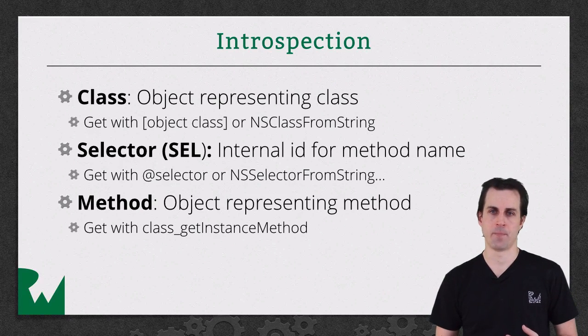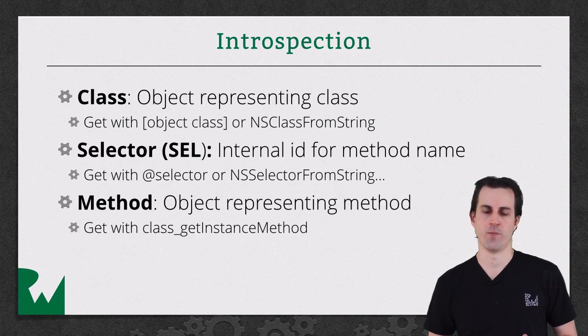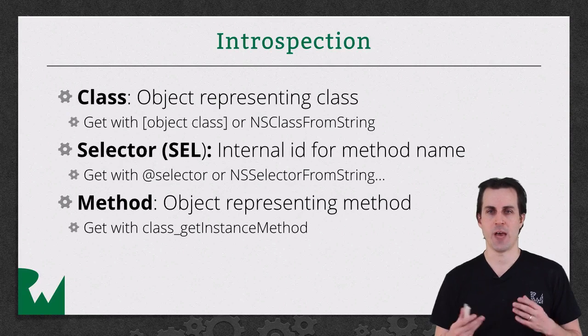Okay, so you've seen that categories are a way to extend the behavior of another class without actually subclassing it. But another handy thing to be able to do is sort of use introspection. And if you haven't heard of introspection before, the idea is it allows you at runtime to get information about the classes and methods inside your code.